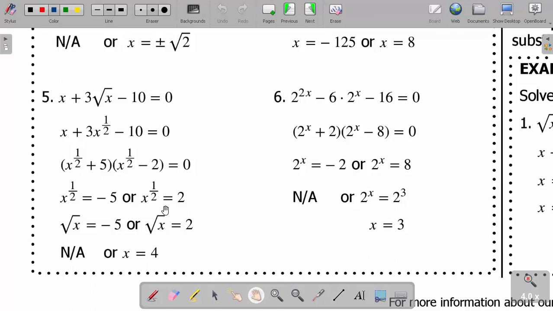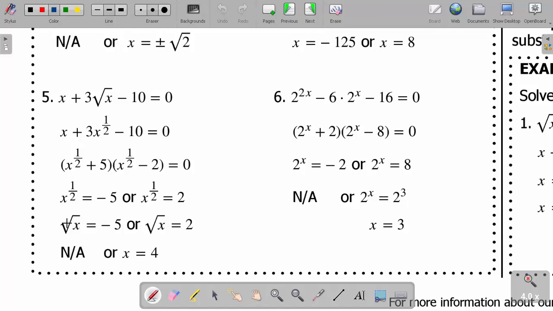Okay, and then from here, let me check this. When we reach here, we have x power a half plus 5 into x power a half minus 2 equals 0. So either this bracket, that is x power a half equals minus 5, or x power a half equals 2. So what do we do in that case? We can square both sides to remove the root sign. And when we square both sides, what do we have?